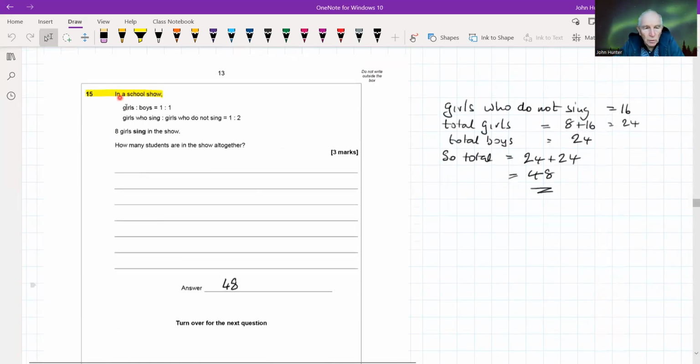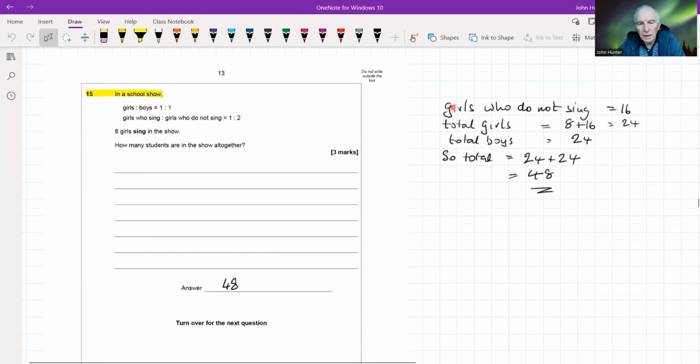Right. There's a ratios question. So in a school show, the ratio of girls to boys is 1 to 1. That means for every boy there is a girl. Okay, so the number is going to be the same. Girls who sing to girls who do not sing is 1 to 2. Now 8 girls sing in the show. How many students are in the show altogether?